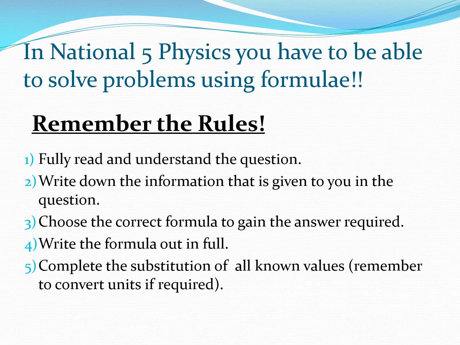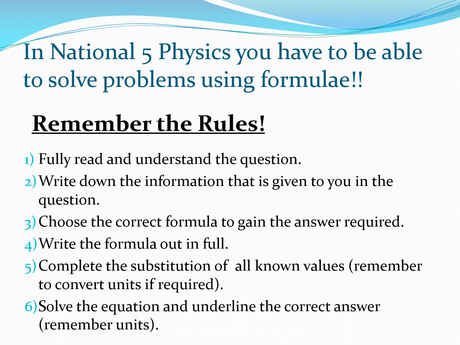Then complete the substitution of all your known values, remembering to convert them if you need to, and then pop it in your calculator. And when you write your final answer down with its units, this bit here is important. It says underline, it doesn't necessarily have to be underlined, but just make it really clear what your final answer is. Pretend the person looking at it is stupid and they can't follow it. Really point it out and make it clear to them what your final answer to the question is.